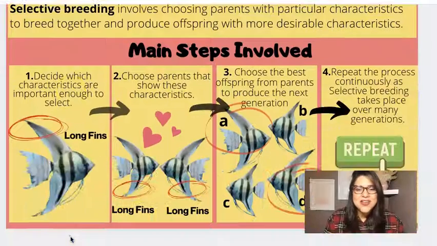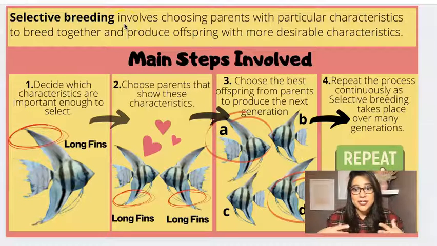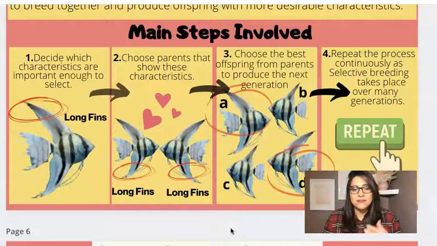So, what is selective breeding? Selective breeding involves choosing parents with particular characteristics to breed together and produce offspring with more desirable characteristics. There are some main steps involved in selective breeding. Step 1, you want to decide which characteristic you're looking for. Which one is important enough to select?